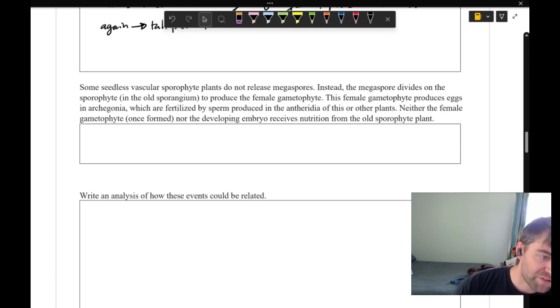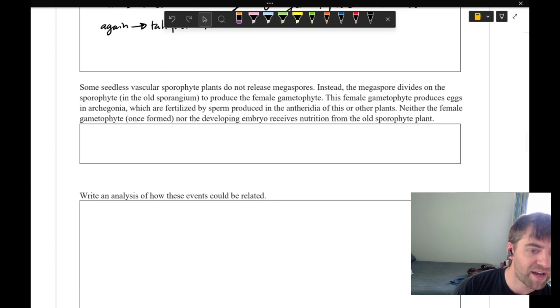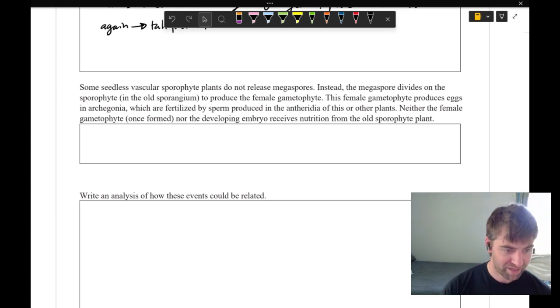Some seedless vascular sporophyte plants do not release megaspores. Instead, the megaspore divides on the sporophyte in the old sporangium to produce the female gametophyte. This female gametophyte produces eggs in archegonia, which are fertilized by sperm produced in the antheridia of this or other plants. Neither the female gametophyte once formed nor the developing embryo receives nutrients from the old sporophyte plant.